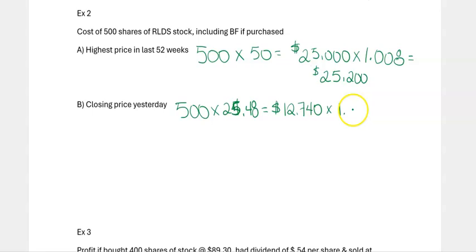So I'm going to multiply $12,740 times 1.015, because that takes care of my adding. And when I multiply those two numbers together, I get $12,931.10. So that's how much it would have cost me had I bought it at the closing price yesterday.